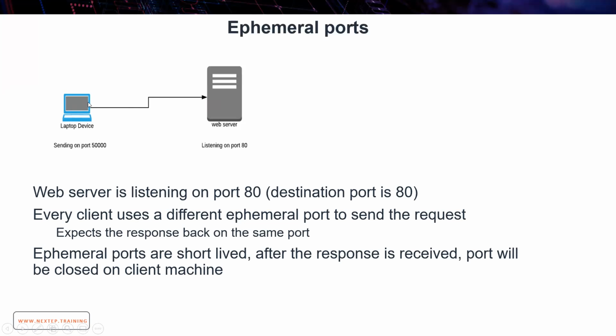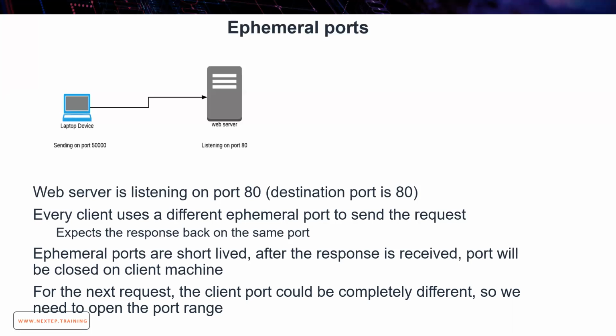Now, when you have to make an additional request, when you have to go to somewhere else, let's say google.com, then it will open a brand new port and then send that request to google.com on that port. Google.com may be listening on port 80 or 443 HTTPS, depends on HTTP or HTTPS. But it expects the response back to be written on the same port in your device. For the next request, the client port could be completely different. So we need to open the port range. Exactly.